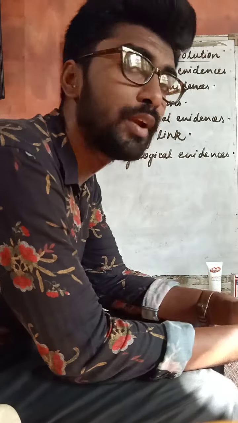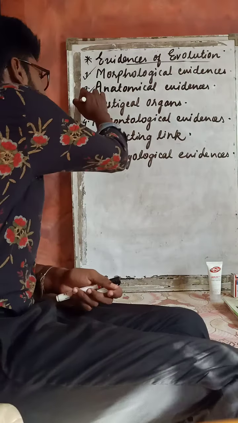So homologous organs and analogous organs, both are the evidences for evolution. That's what all about your anatomical evidences. Third one, which is very important, is vestigial organs, right?